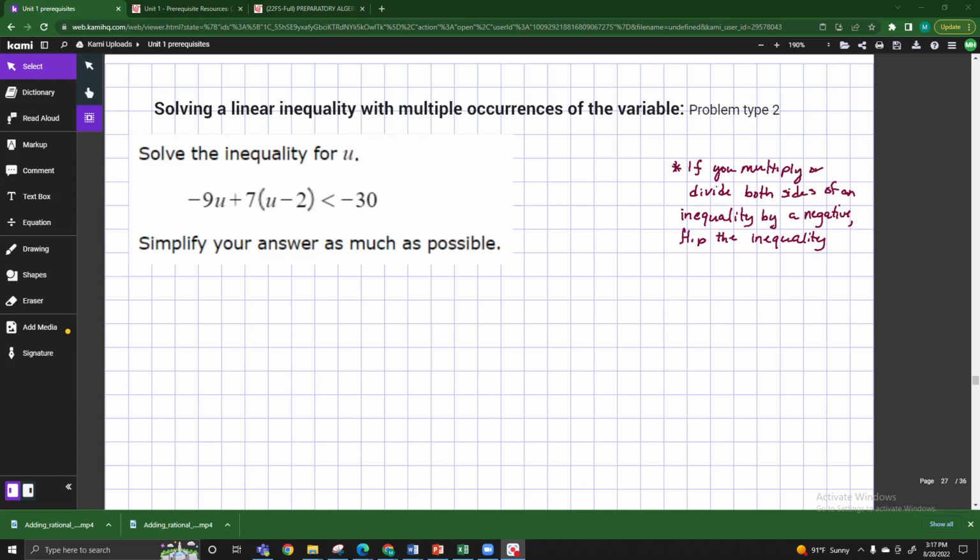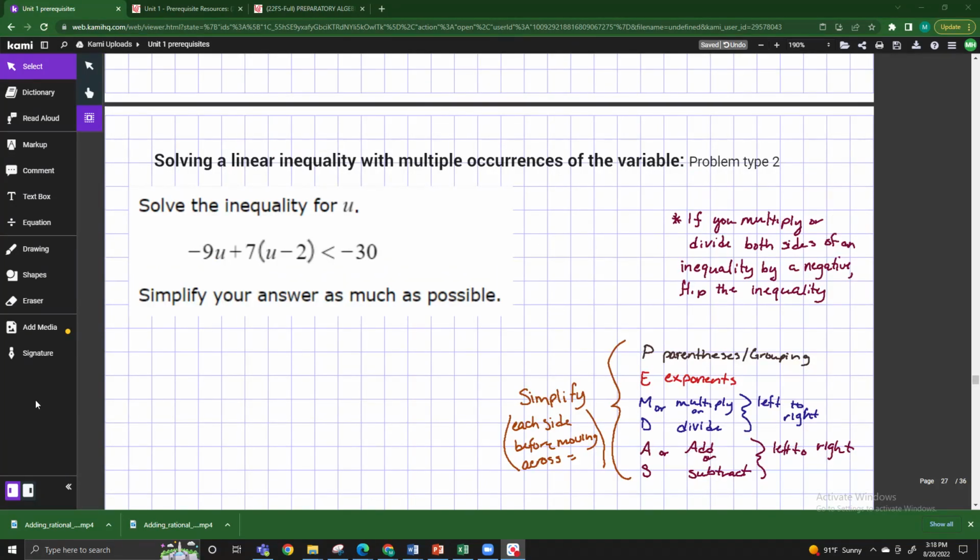Our goal is to get the letter, the variable, all by itself, simplifying each side as much as possible first with the order of operations. And we have the order of operations just as a reminder. Remember, simplifying each side, the order of operations are parentheses or grouping first, then exponents, and then we multiply or divide from left to right, so whichever comes first is what we do first, and then we add or subtract yet again from left to right.